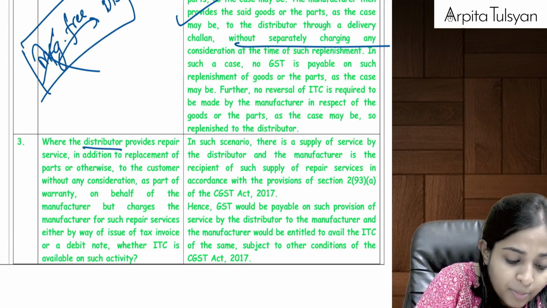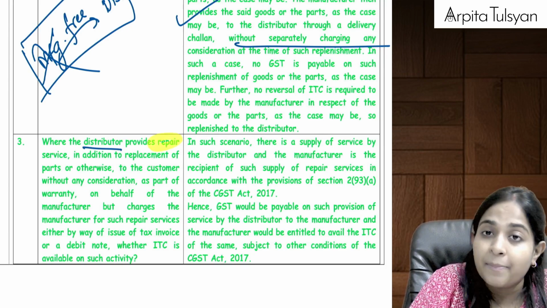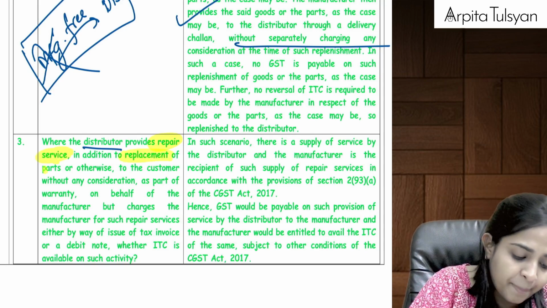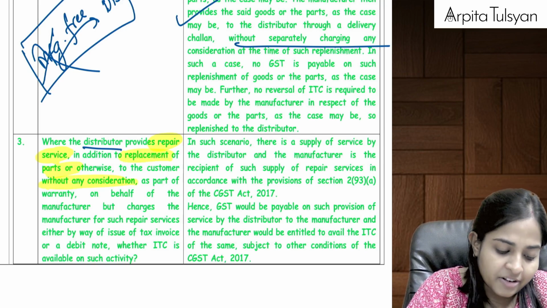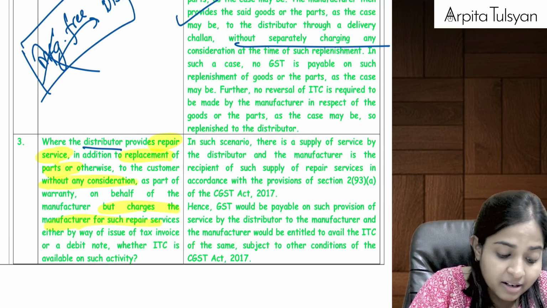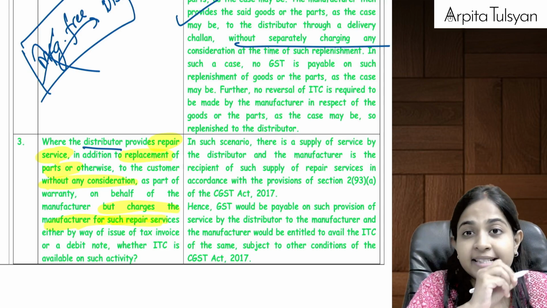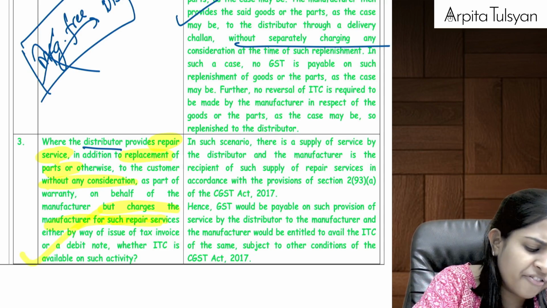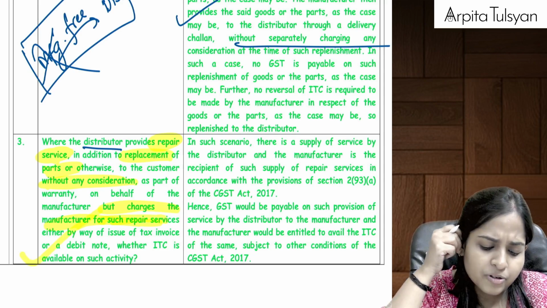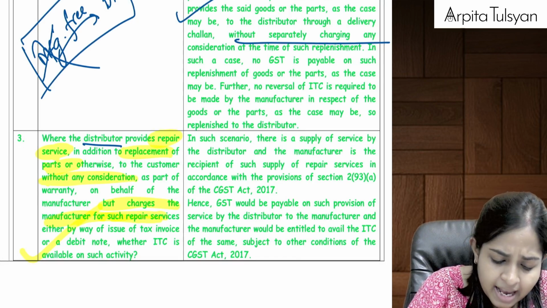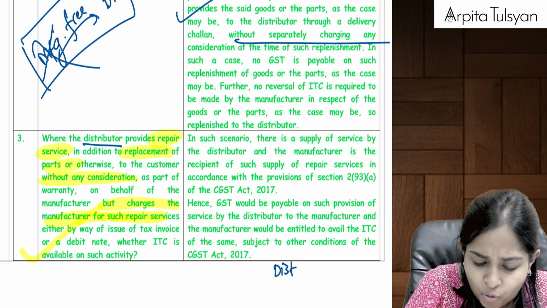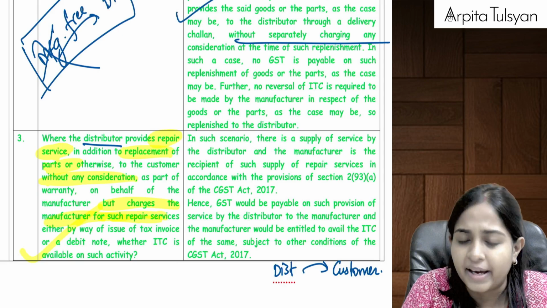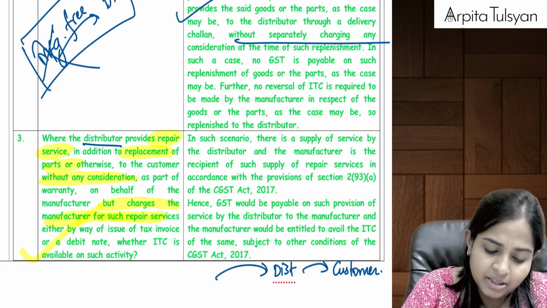And last, what are they trying to tell us here, everyone? Where the distributor provides repair, not replacement now. When the distributor provides repair service in addition to replacement service without any consideration, but the distributor takes the reimbursement from the manufacturer, whether ITC is available or not, definitely ITC will be available. Now see, everyone, just try to understand. Let's say the distributor provides repair to the customer for free.